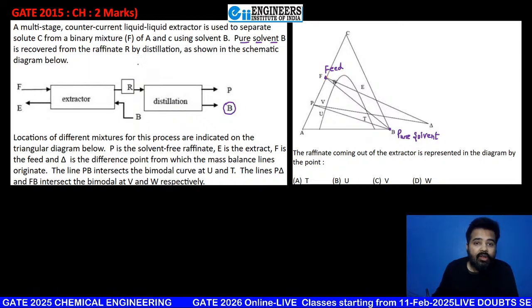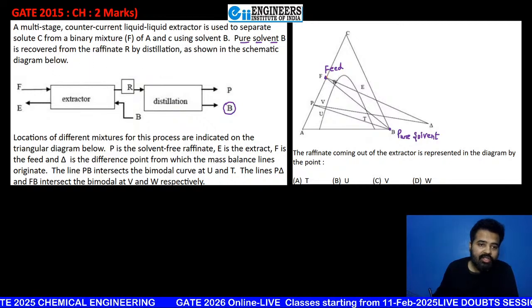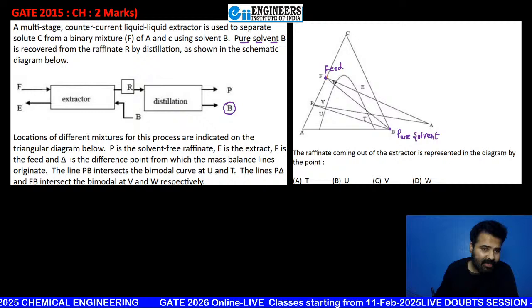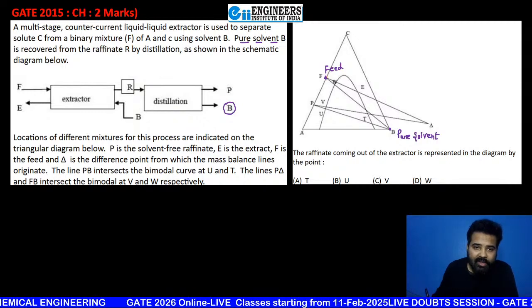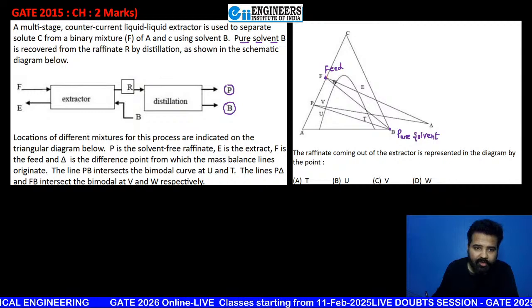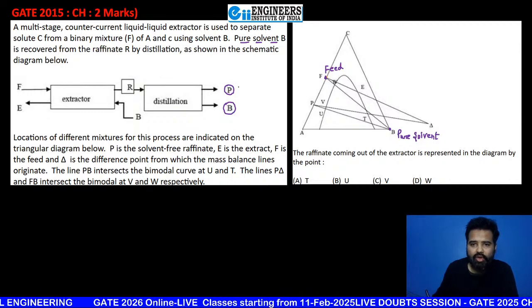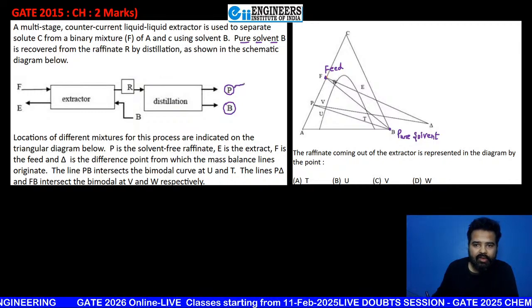Now, as shown in the diagram below, locations of different mixtures for this process are indicated on the triangular diagram below. P is solvent free raffinate. This is solvent free raffinate. Solvent free means what, beta?